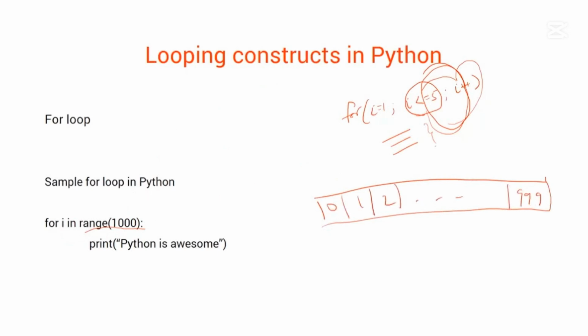So what a for loop does is, it picks each of these values in the sequence and executes this statement. So first the for loop picks this 0, executes 'Python is awesome', then it picks 1, executes 'Python is awesome', 2, and so on till it reaches the end of the sequence. So this is how for loops work in Python.